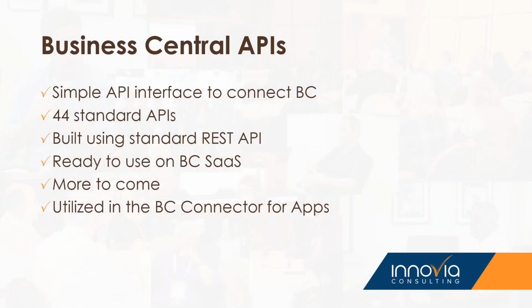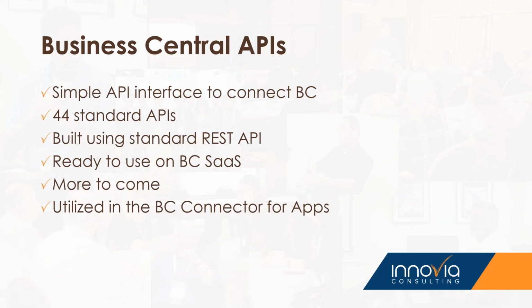Switching over to Business Central, how do we get the data out of there? I was going to look before because I forgot the exact version. I believe it was NAV 2017, might have been 2018, but Microsoft came out with these standard APIs. These APIs are based on, if you've heard of RESTful or a REST API, that's standard REST service, or REST standard, I should say. It is built on that same technology. And so there are 44 standard APIs out of the box.